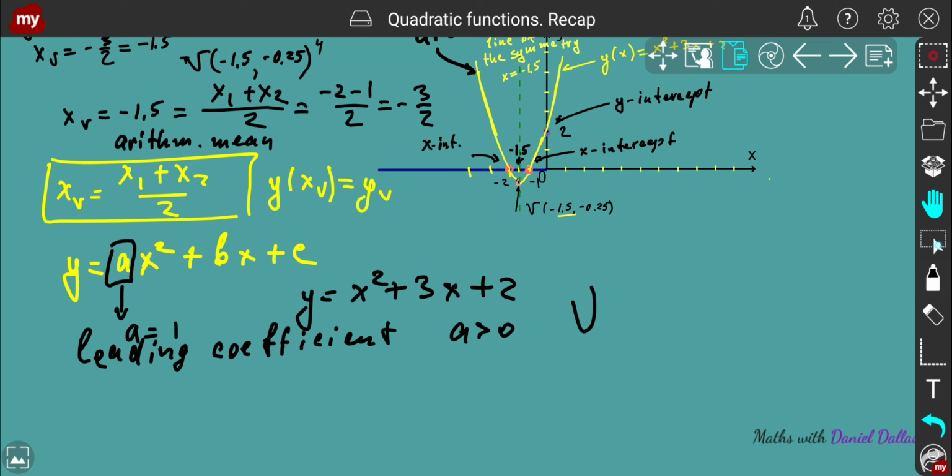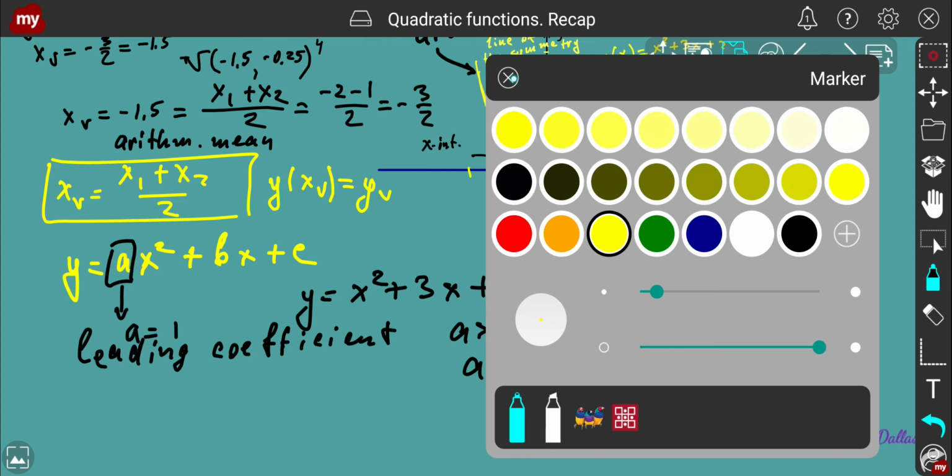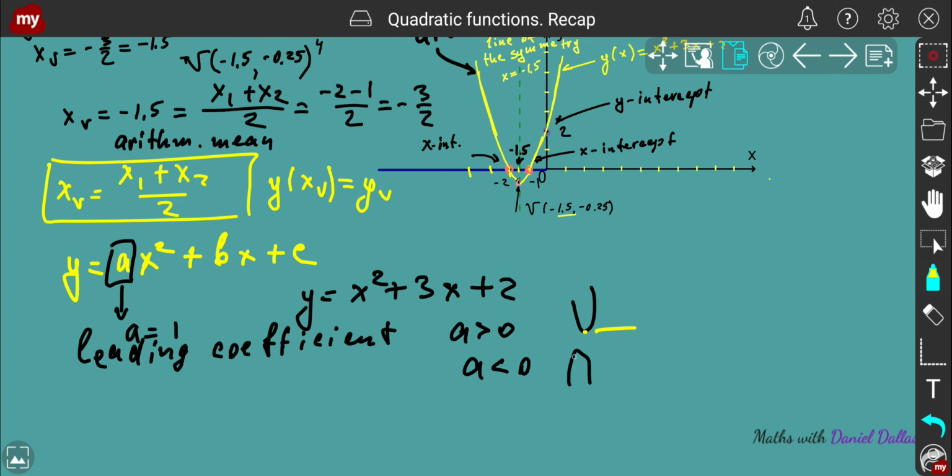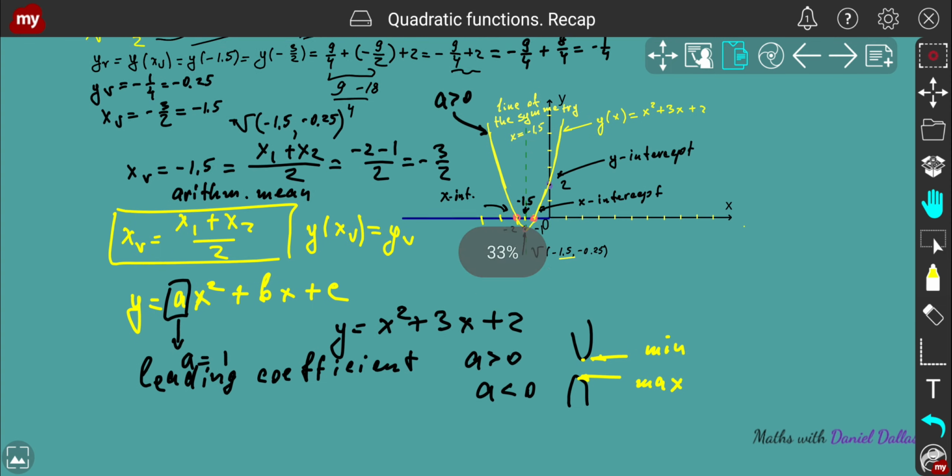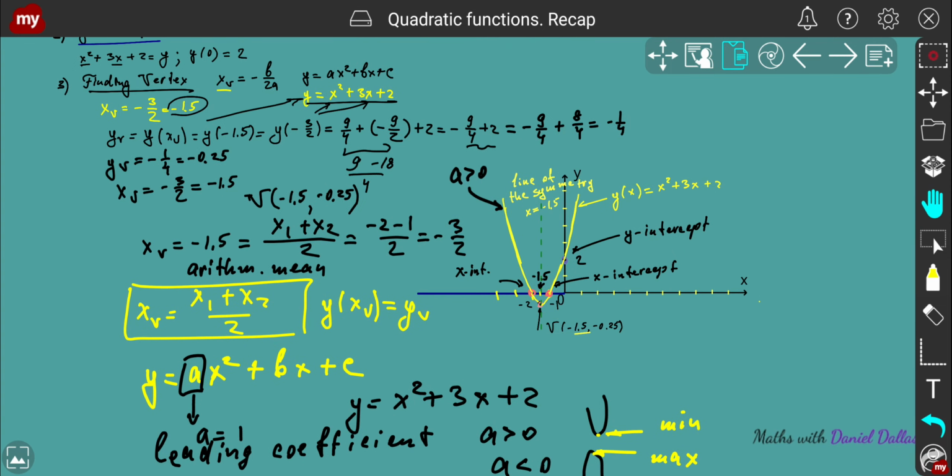If it's going to be negative, in this case we will have branches down, and that's why your vertex here becomes the minimum value, while in that case it becomes the maximum value. Make sure you understand this, okay? So that's the leading coefficient. And one more observation that's also very useful.